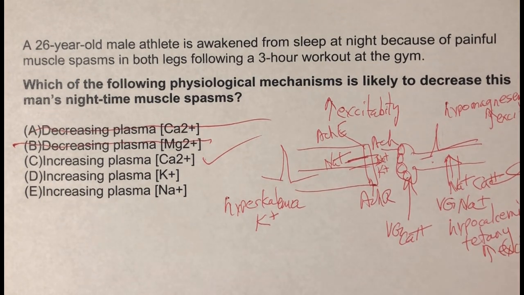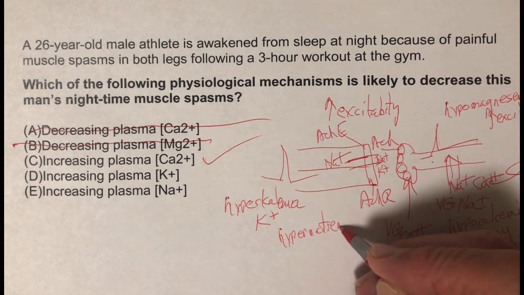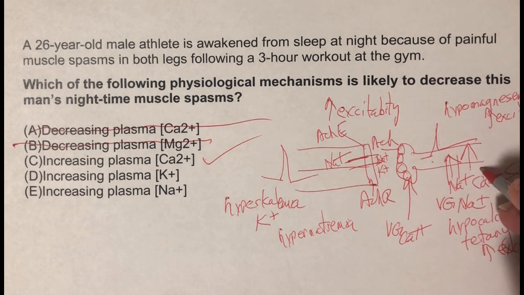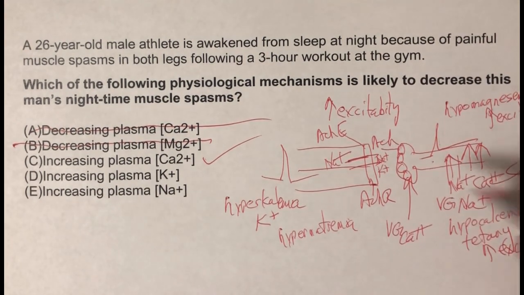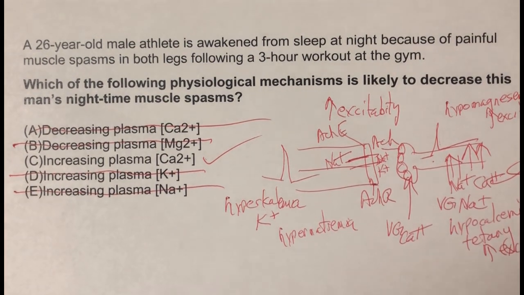What about increasing the plasma sodium? Well, that produces a condition known as hypernatremia. If we increase the plasma sodium and produce hypernatremia, when those sodium channels open up in the motor neuron, excess sodium is going to come in. And again, we're going to get more action potentials, more release of acetylcholine, and a hyperexcitability state that's going to make the muscle spasms worse. So we can then eliminate D and E. And C is clearly the only appropriate and best answer.